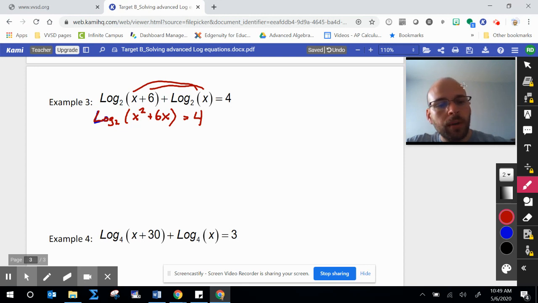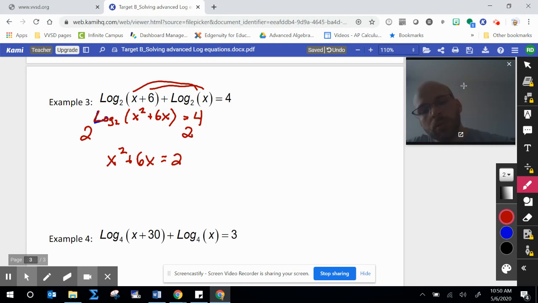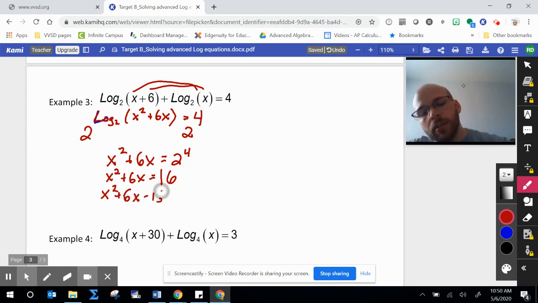So what I'm going to do is I'm going to raise both sides using base 2 power. Those cancel, so I get an x squared plus 6x equals 2 to the 4th. Now I actually want to know what 2 to the 4th is. So 2 to the 4th, if I type that into my calculator, I get a value of 16. Okay, I'm going to subtract that 16 over to the other side because you can see here we have a quadratic. So that's going to be equal to 0.